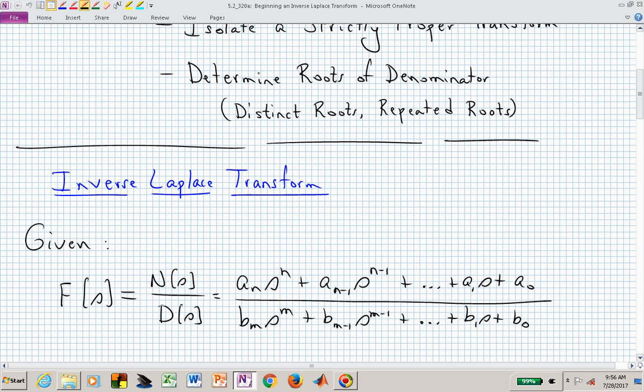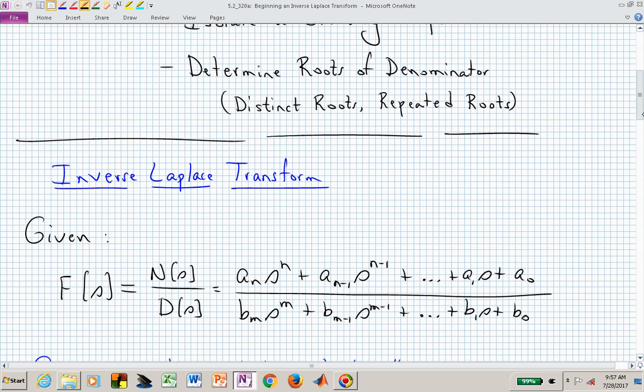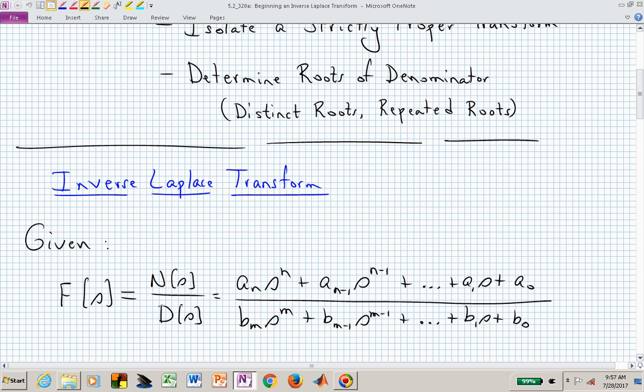Let's establish some notation. In doing the inverse Laplace transform, let's assume that we have a transform capital F of s that's a ratio of polynomials. We might have a numerator polynomial, capital N of s, on top of a denominator polynomial, capital D of s, and I believe in the book they use the notation where the A coefficients are in the numerator and the B coefficients are in the denominator. We'll try to be consistent, but I may not be. I may sometimes have my A's downstairs and my B's upstairs, so pay attention as we work through this course and this material.